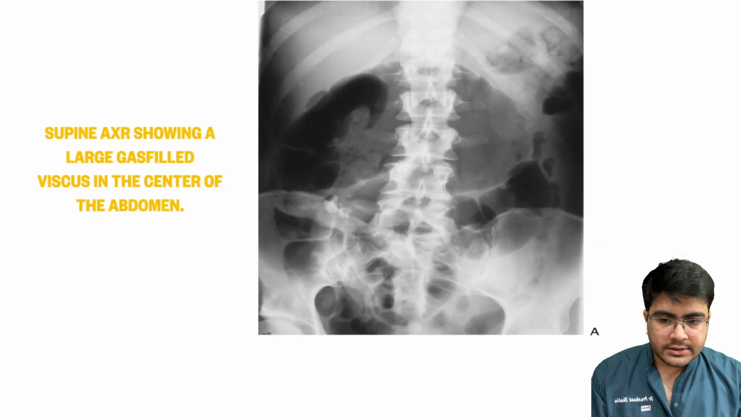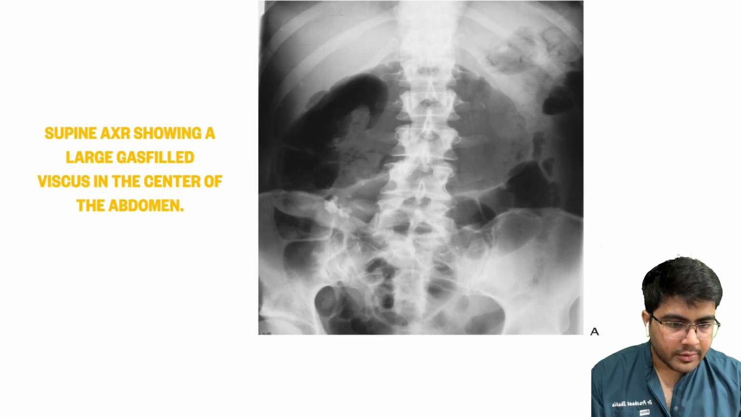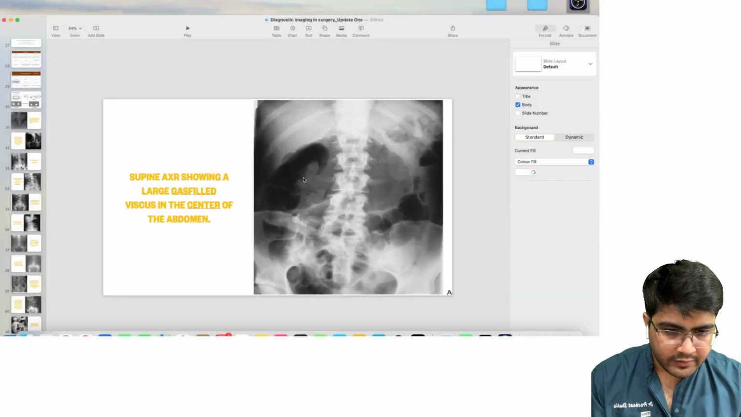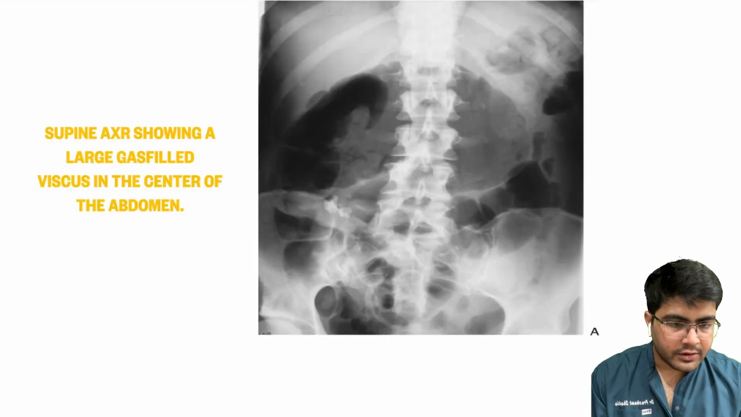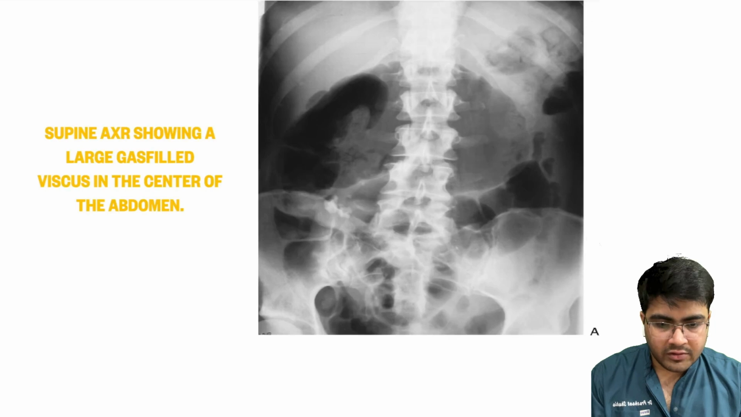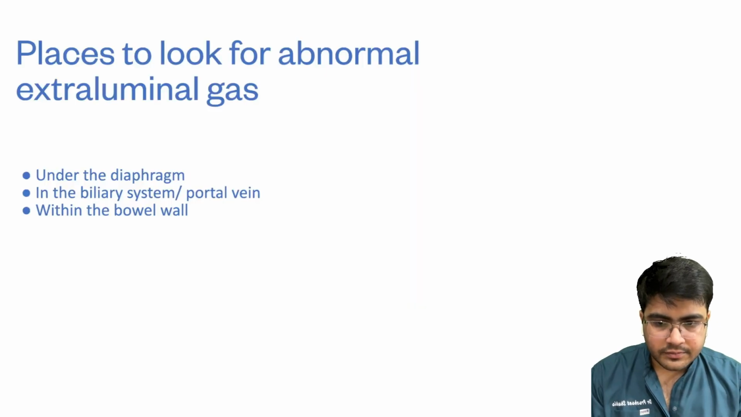The next thing is the supine X-ray showing a large gas-filled viscus in the center of the abdomen. Okay, so you can see I would be marking it. So this is the large gas-filled structure in the center of the abdomen, and this is the classical feature of cecal volvulus. Okay, so this is how the cecal volvulus looks like.